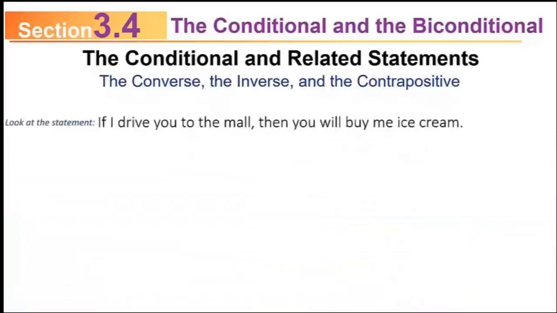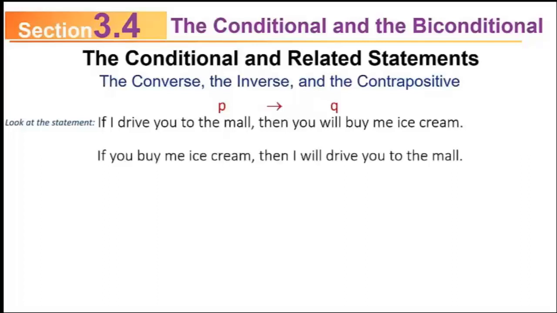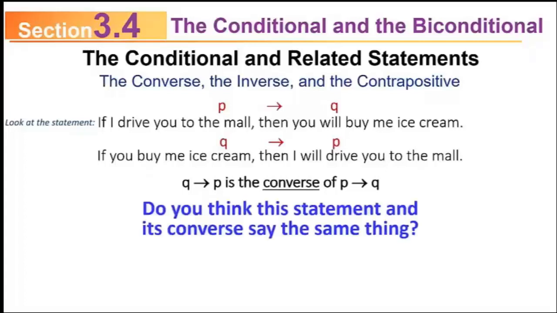Look at the statement, if I drive you to the mall, then you will buy me ice cream. I drive you to the mall is the P, you will buy me ice cream is the Q. This is a conditional of the form P implies Q. How about, if you buy me ice cream, then I will drive you to the mall. Notice that you switched the P and the Q. Q implies P, then, is the converse of the original statement, P implies Q.